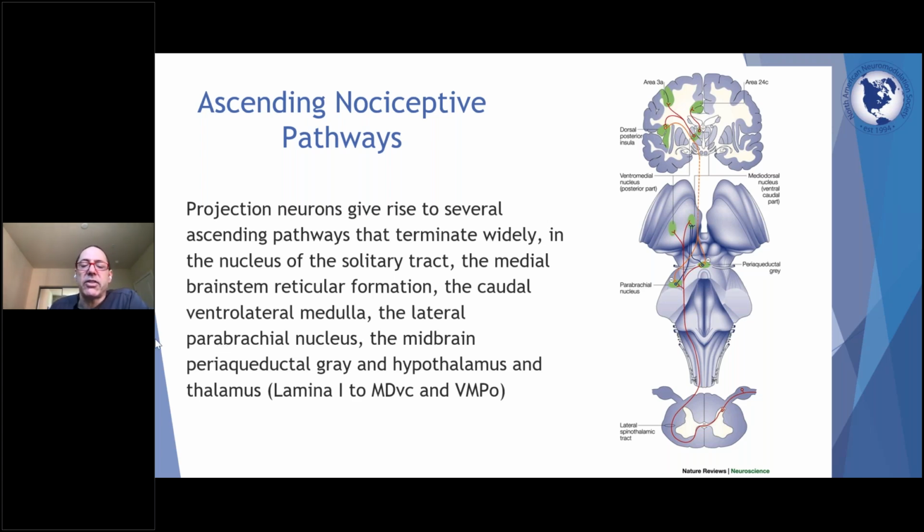The nociceptive projections from the dorsal horn terminate starting in the brainstem, in the nucleus of the solitary tract, the medial brainstem reticular formation, the caudal ventral lateral medulla, the lateral parabrachial nucleus. That's a big lamina 1 relay, which is where the Pseudorabies virus was injected in the rat model. The midbrain periaqueductal gray receives input, the hypothalamus receives input, as well as the thalamus, and two nuclei in the thalamus in particular. One is the ventrocaudal medial-dorsal thalamus, and the other is a nucleus known as the ventromedial posterior nucleus. So we're going to talk about those specifically.